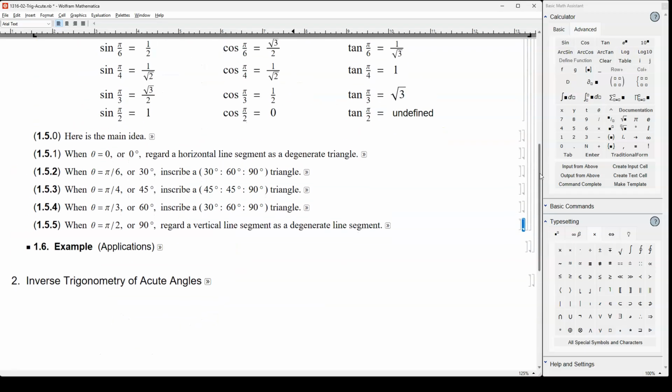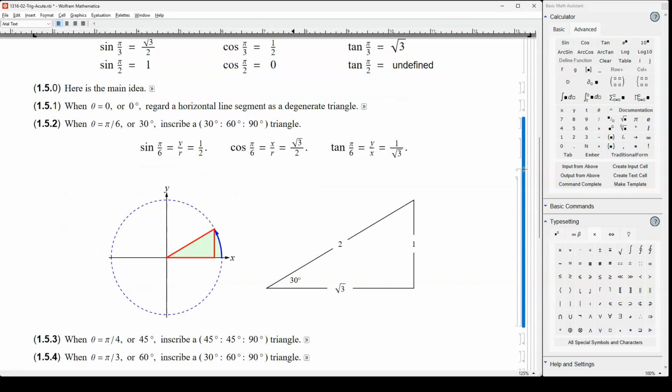As for the other basic values, alright, let's inscribe triangle number 1, the 30, 60, 90 degree triangle. The 30 degree angle goes to the origin, and what you have is sine of pi over 6, 30 degrees, is y over r. It's 1 over 2, opposite over hypotenuse. Cosine of pi over 6 is square root of 3 over 2, adjacent over hypotenuse. Tangent of pi over 6 is 1 over square root of 3, opposite over adjacent. All coming from triangle number 1.